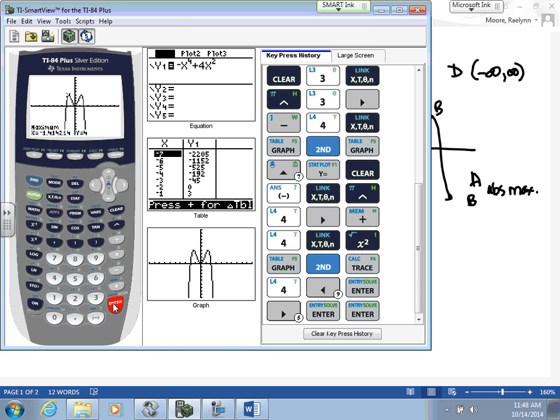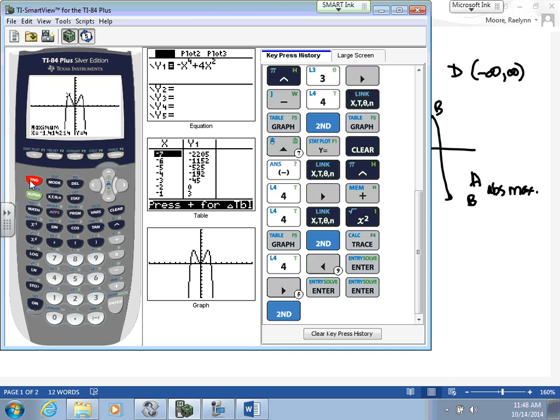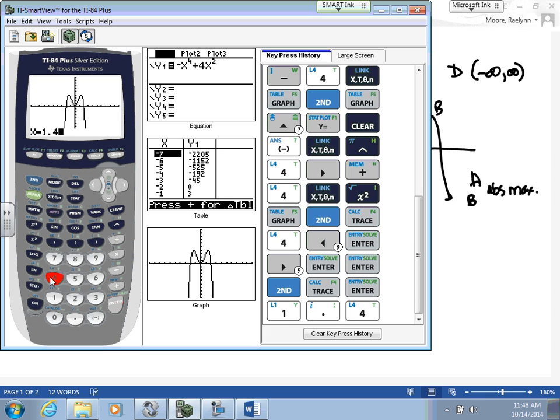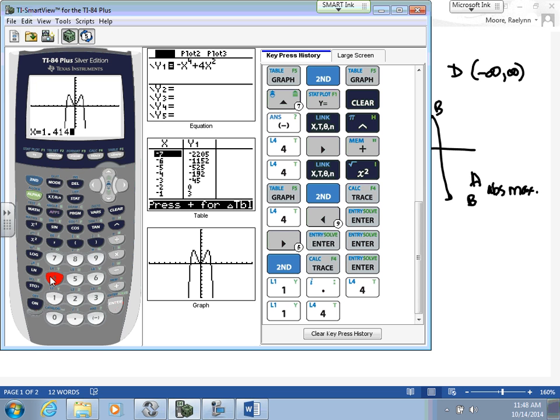But I really can't see negative 1.414 in my table, right? We're going through decimals. So if I do this, I can do this. Second calc, give me a value, and say 1.414, and we should come real close to this. And look how close we are.